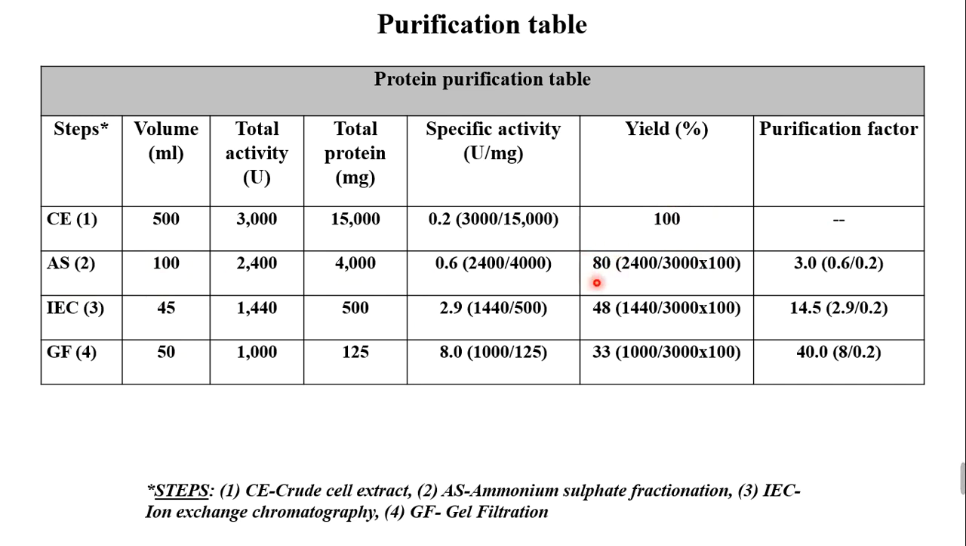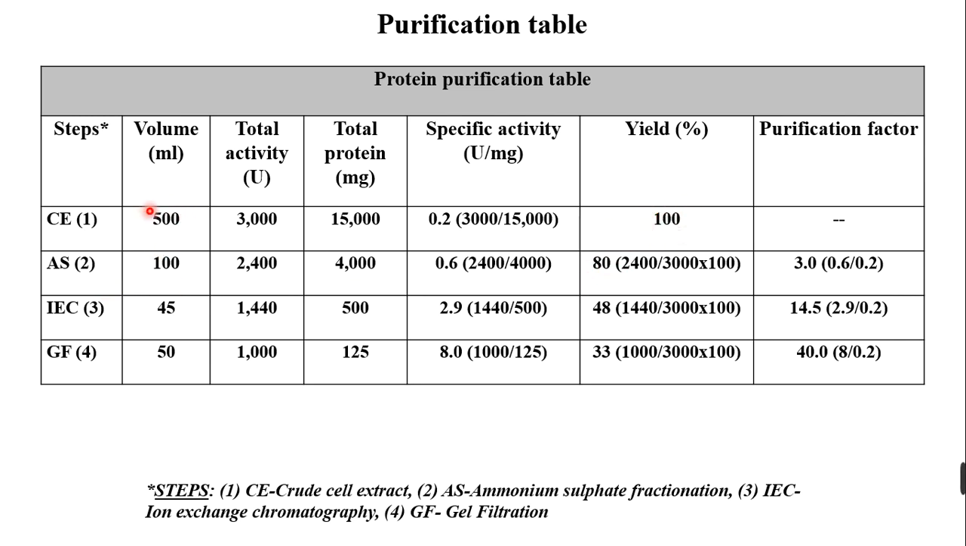How did you get 80%? You have 2400 IU, divided by the starting 3000 IU. So 2400 IU divided by 3000 IU, multiplied by 100 because this is a percentage, gives 80. So this is 80%. From this step to this step, you got the yield from 100% of the enzyme.